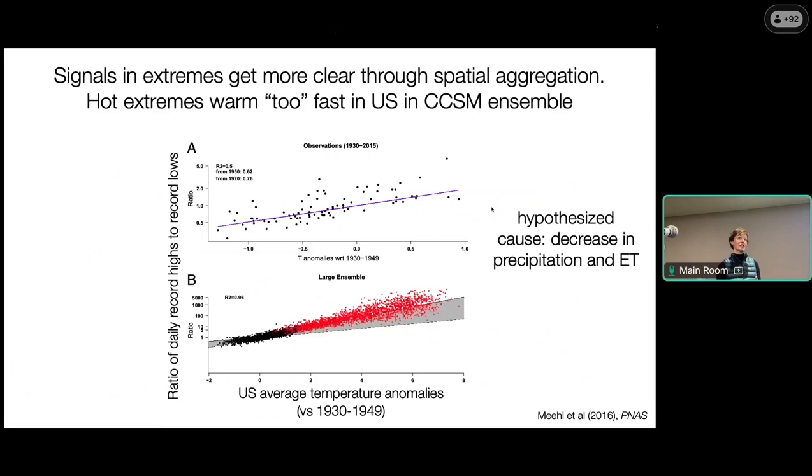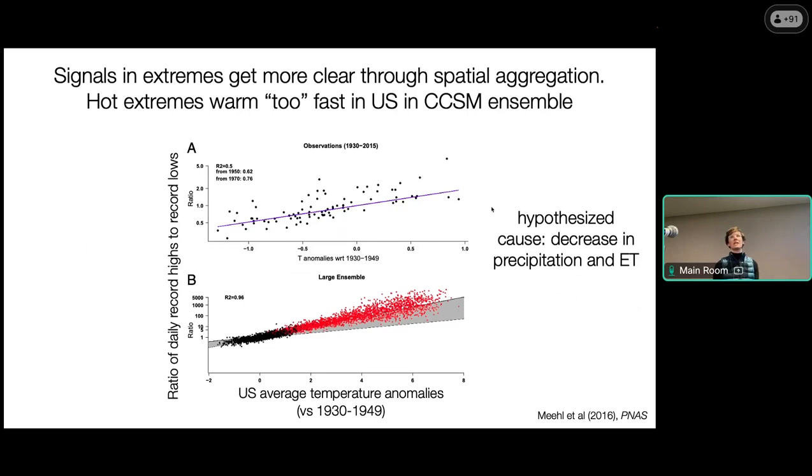So this is from Mueller et al. in 2016 using an earlier version of CESM, this is CCSM, but still kind of an early large ensemble. What they were looking at specifically in the US is they were comparing, on the x-axis here, US average temperature anomalies during the summertime, and on the y-axis here is a ratio of daily record highs to record lows. So basically in any given year across the US, how many record highs have been broken compared to how many record lows have been broken. And of course, in a stationary climate, you would just expect that to be the same on average year to year. But what we're seeing with climate change is you're breaking those record highs much more.